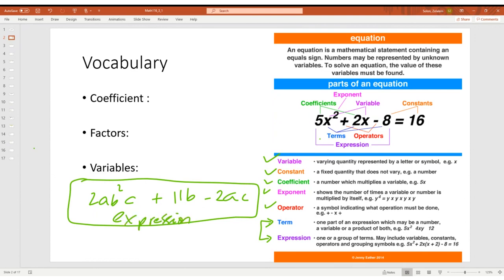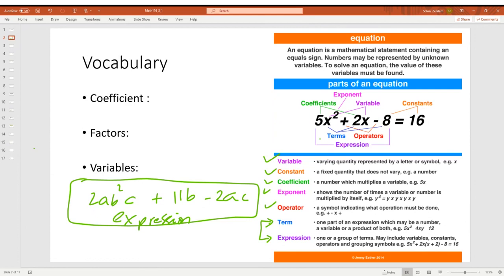So individual expressions which make the overall expression are called terms. Terms are expressions which are separated by addition or subtraction. These are the terms I want you to remember moving forward, because we are going to use them over and over. If I say variable, you have to know what variable is. If I say constant, you have to know what constant is. Constants are usually numbers, which is a quantity that does not vary or that does not change.